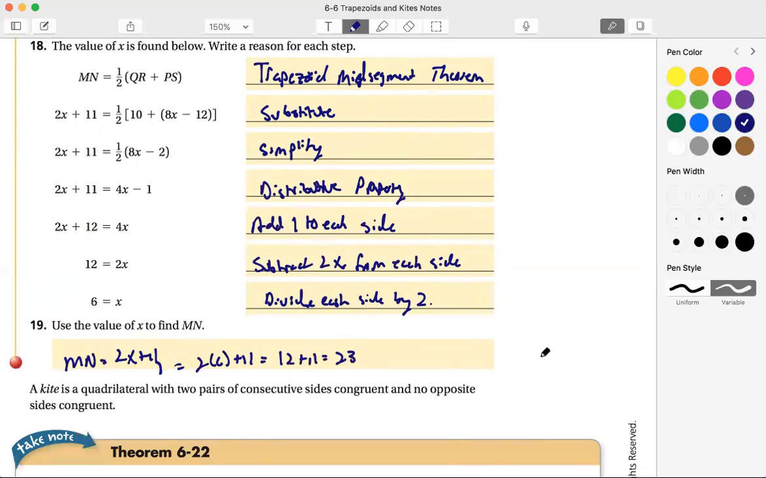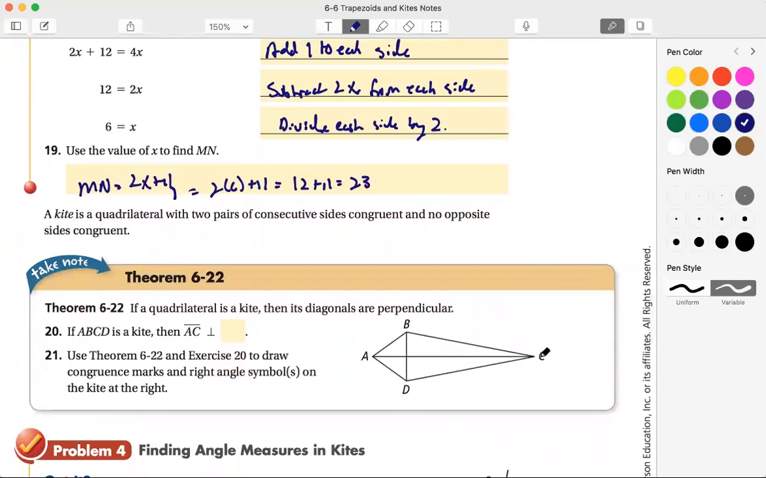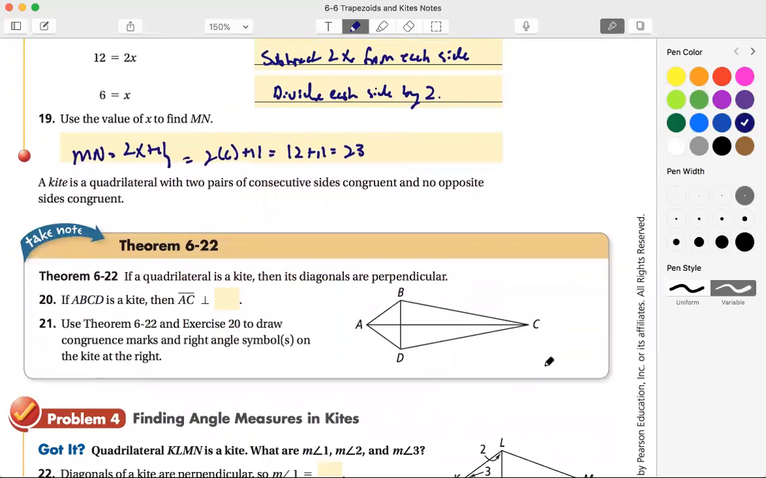So a kite is a quadrilateral with two pairs of consecutive sides congruent and no opposite sides congruent. So if a quadrilateral is a kite, then its diagonals are perpendicular. So if ABCD is a kite, then we know AC is perpendicular to BD. Use theorem 6-20 and exercise 20 to draw the congruence marks. So we know these sides are congruent, these sides are congruent, and we have a perpendicular segment there.